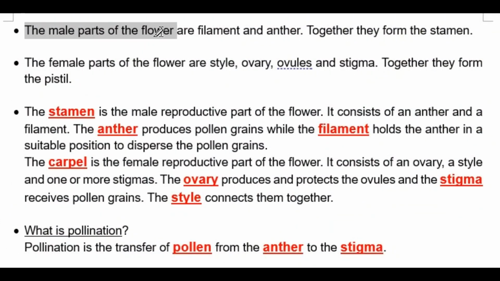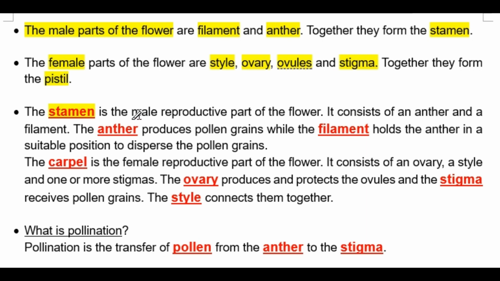The male parts of the flower are filament and anther. Together they form the stamen. The female parts of the flower are style, ovary, ovules, and stigma. Together they form the pistil.